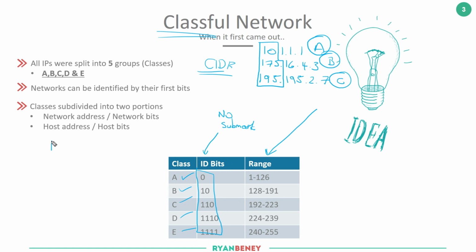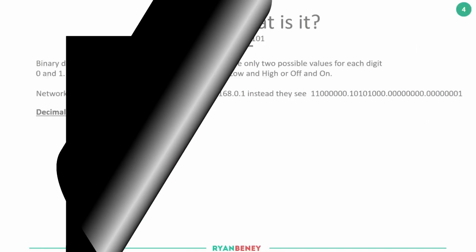So for example, 127 is referred to as a loopback address. If you wanted to test your own TCP/IP stack, you would simply ping your loopback address.